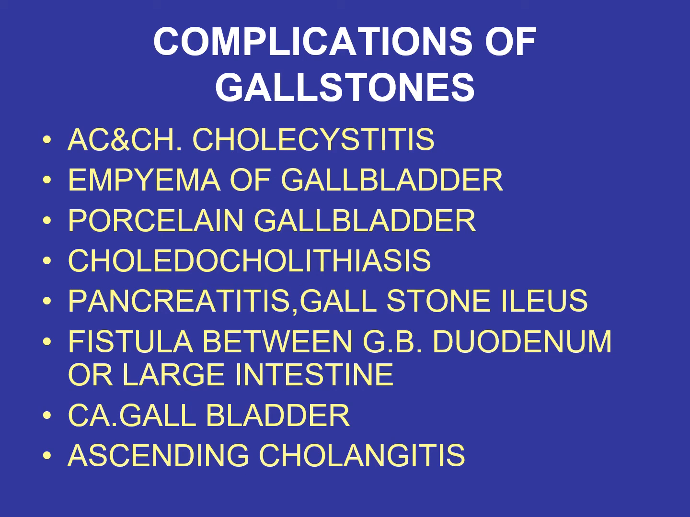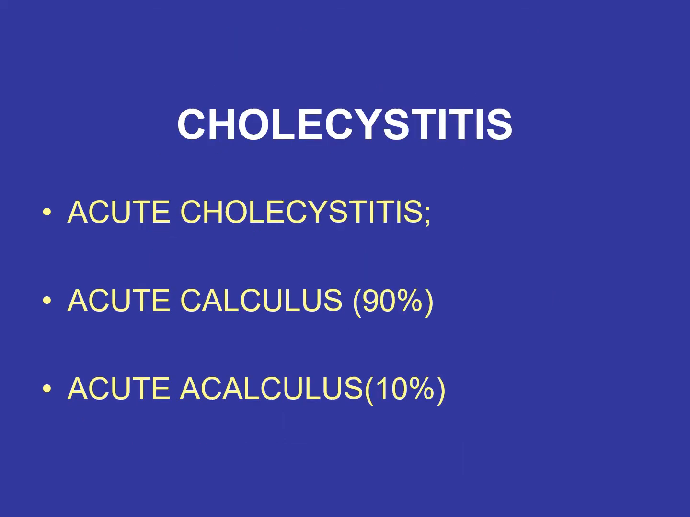Pancreatitis, gallstone ileus: pancreatitis, as you know, could arise because of the obstruction to the flow of the pancreatic juices. Gallstone ileus, if the gallstones happen to perforate the gallbladder and leak out when there is empyema or increased inflammation, could lead to fistula formation between the gallbladder and duodenum, or large intestine. And ultimately, because of the chronic cholecystitis, carcinoma of the gallbladder, and ascending cholangitis from inflammation or infection when there is obstruction by the gallstones.